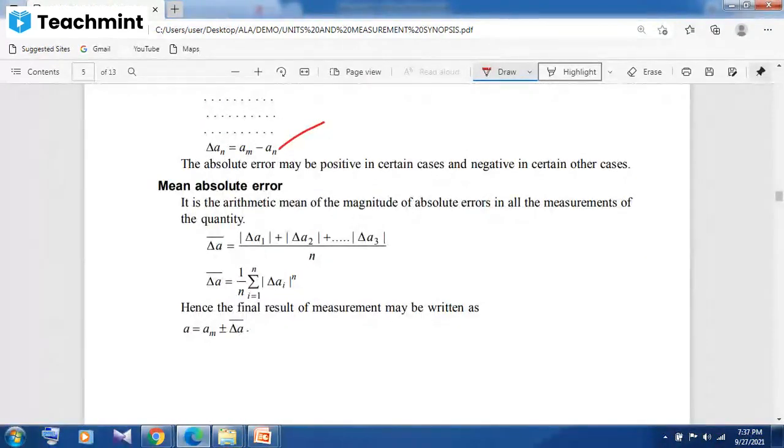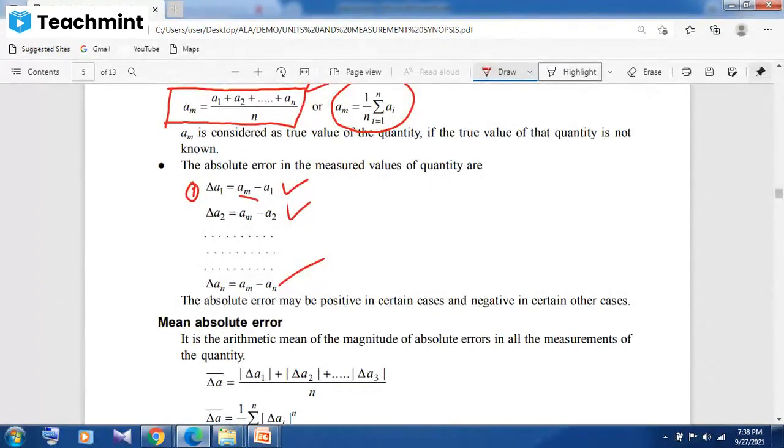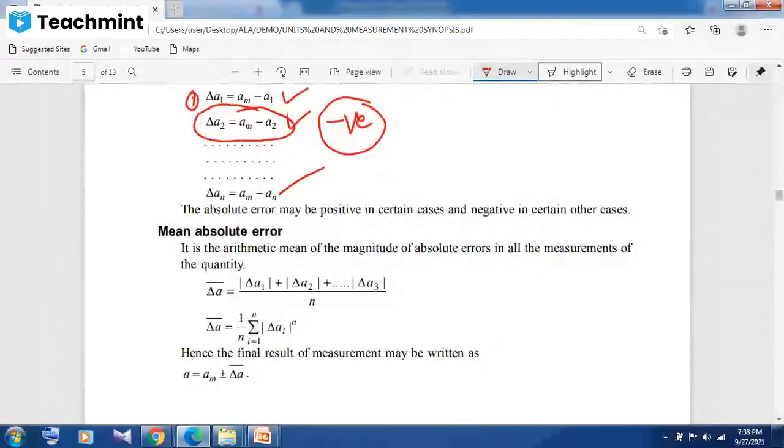Next, mean absolute error. Here it is the same absolute error we have taken. For example, A mean minus A2, sometimes you may get a negative value. A negative value cannot be added in errors. That is why they are taking magnitude. Here this line represents magnitude only. For example, imagine minus 10 is a number. Its magnitude is 10 only. That means we are writing only the magnitude. So this is the meaning.